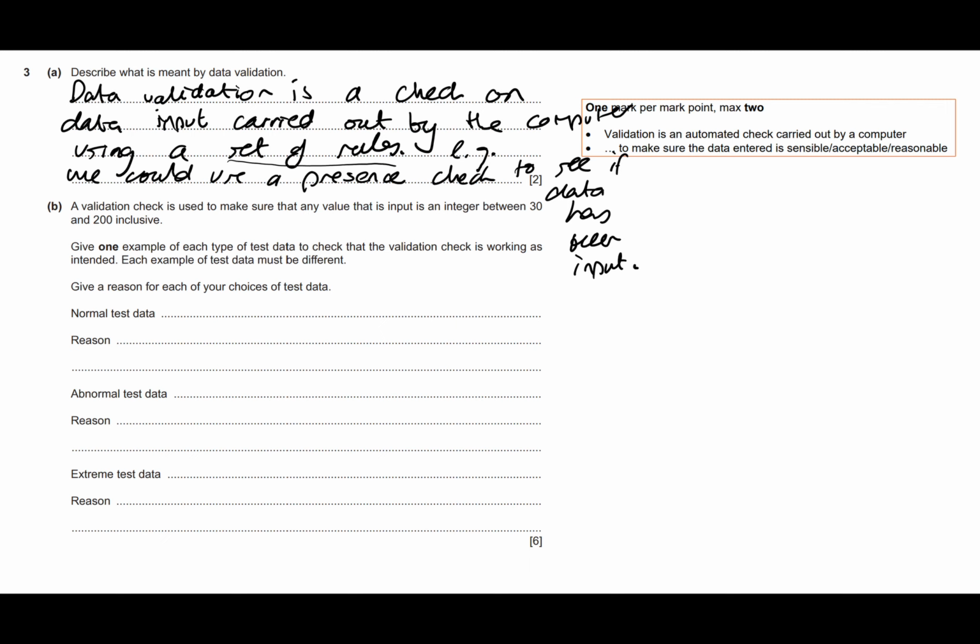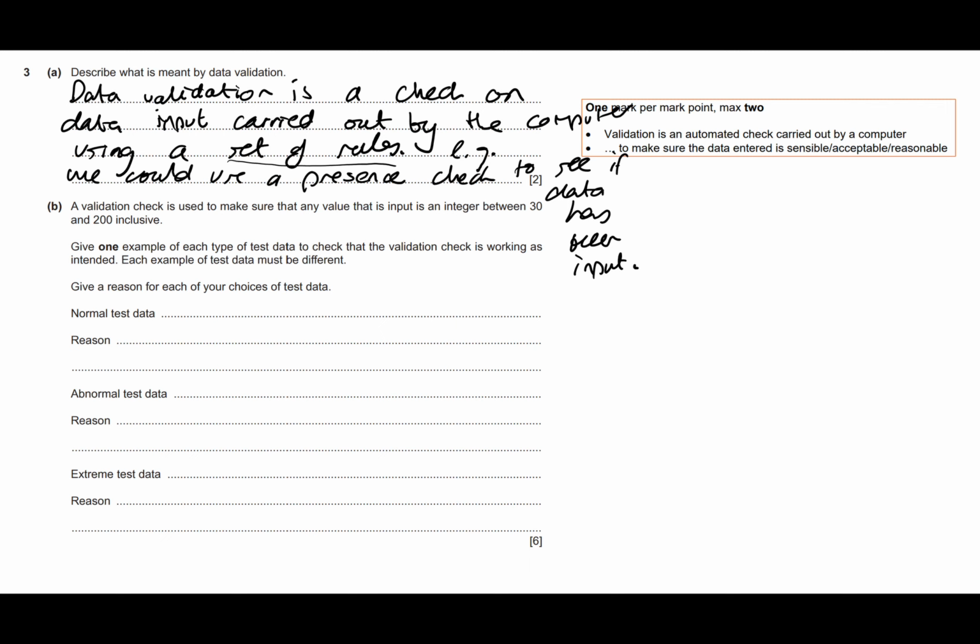Right, a validation check. Let's move on to part B. A validation check is used to make sure that any value that is input is an integer between 30 and 200 inclusive. Give one example of each type of test data to check the validation check is working as intended. Each example of test data must be different. So let's have a look.